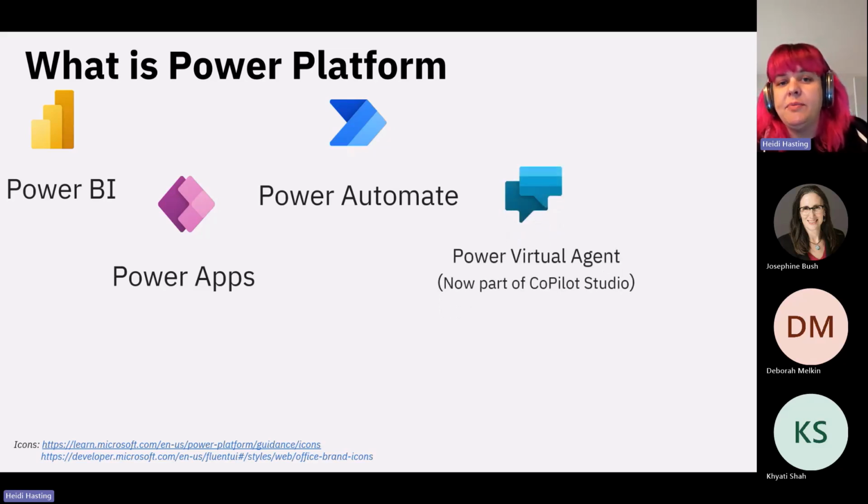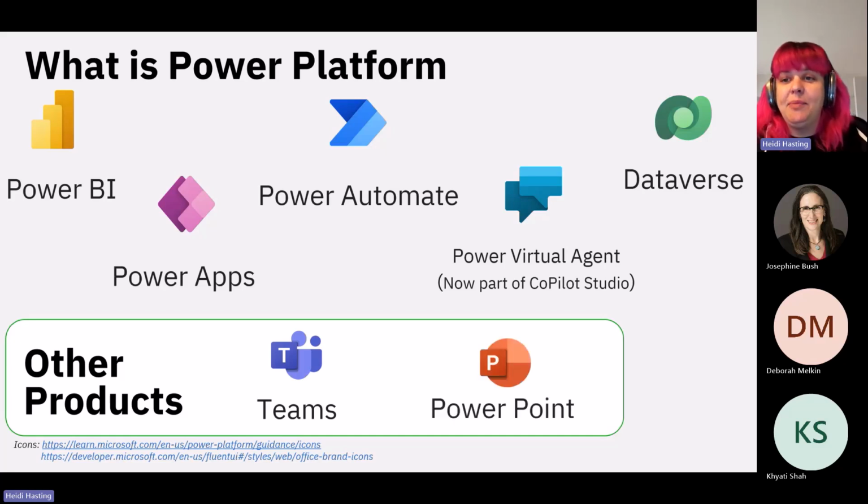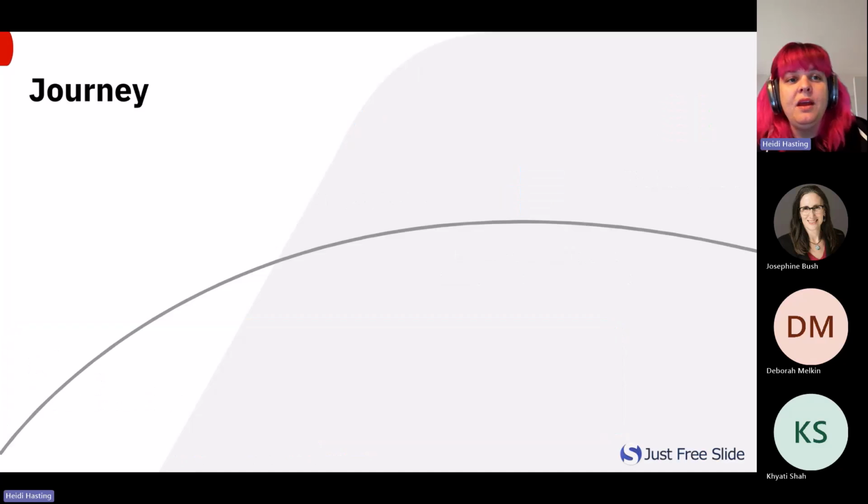Power Virtual Agent, I've mentioned there, that's now been rebranded to Copilot Studio. I like to call it Power Virtual Agent, so I keep this slide in so I can remember. But it's one of the Copilot experiences now. Dataverse is the storage platform behind a lot of the Power Platform products. We're not going to touch Dataverse today, but it's important to know it exists. And then some other products that aren't considered Power Platform, but are part of the integration, which is, of course, Teams and PowerPoint.